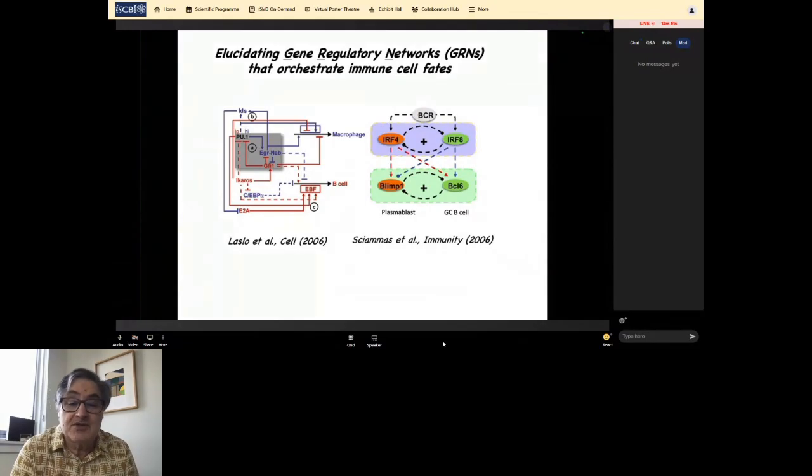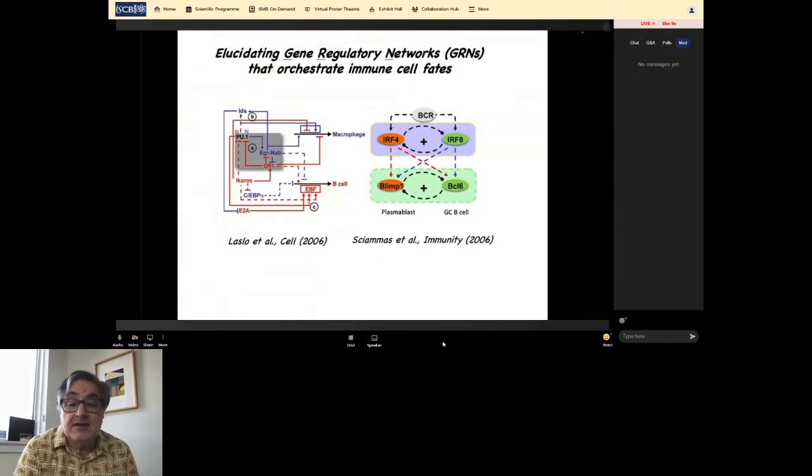And on this slide, I'm just illustrating two of the networks that we assembled some time ago. The one on the left is regulating cell fate decisions within the hematopoietic system, controlling the generation of macrophages or B cells of the immune system.